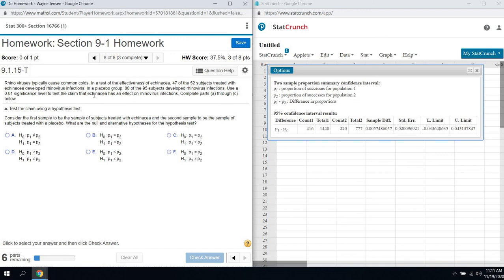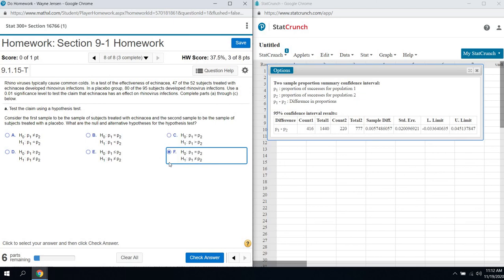So let's just read the claim. The claim is that Echinacea has no effect on the rhinovirus. If something has no effect, then there's no difference in the percentages. The percentages are the same. So the claim is that the two percentages are the same. So if we look back at the data, in one group they were given Echinacea, in another group they were given a placebo. They thought they were getting the medicine, but they really weren't. And so the claim is that they're equal to. And so we're looking for an alternative hypothesis that has actually a not equal to.